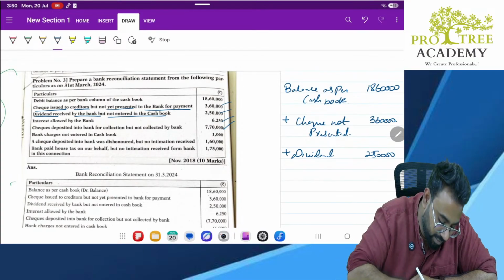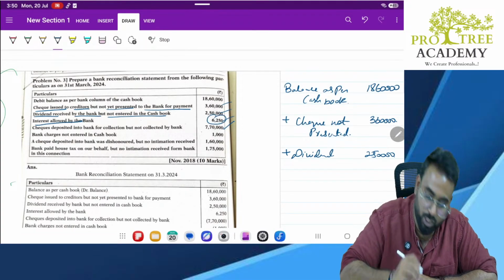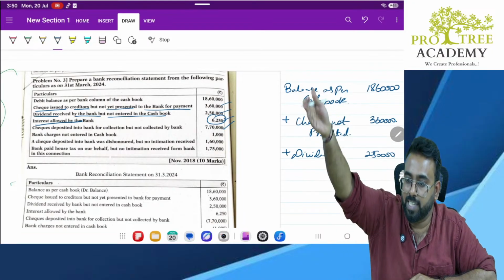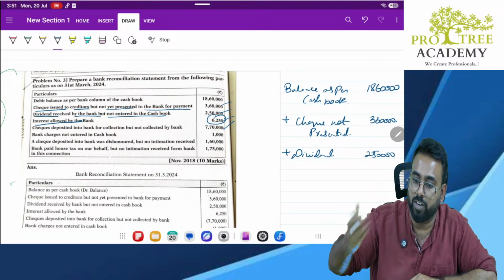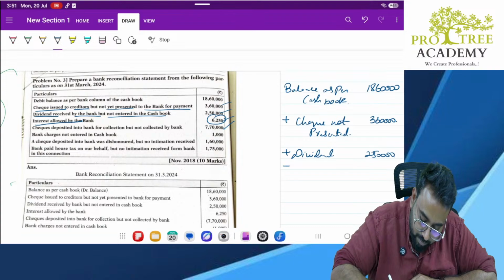Correct. Next, interest allowed by the bank 6,250. It is nothing but interest has been credited to our bank account, which we have not recorded. Now we have to record it.